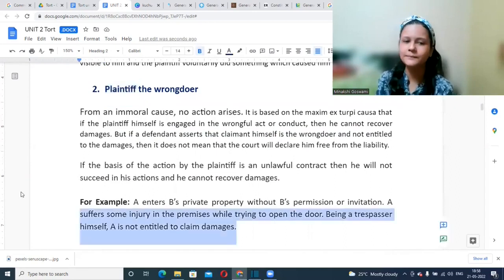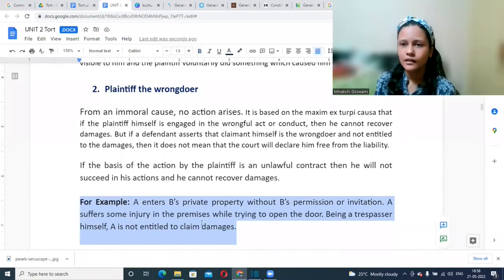Okay, take for example, A enters B's private property without B's permission or invitation. B has not invited A. B has not given consent that you can enter my property. Still, A enters B's private property. And while trying to open the door, he suffers some injury. And he goes to the court and files a case that there is some defect in B's door. I sustained injury. I should be getting compensation.